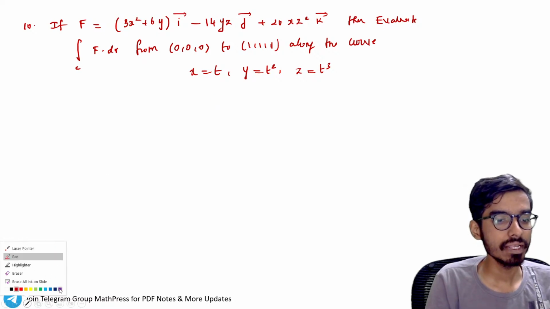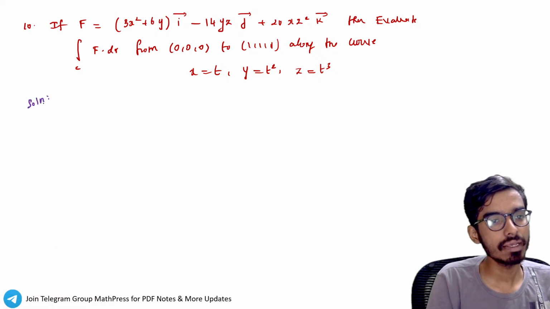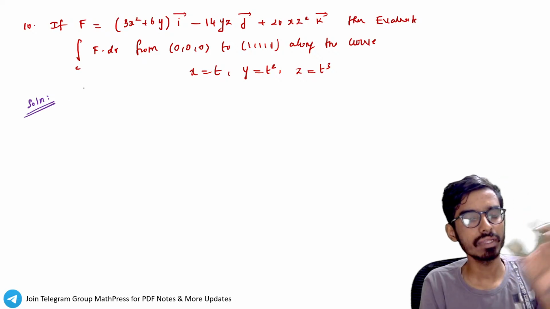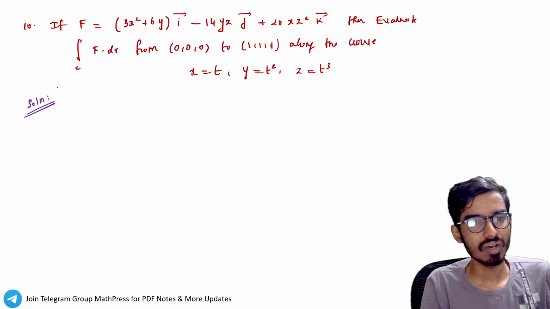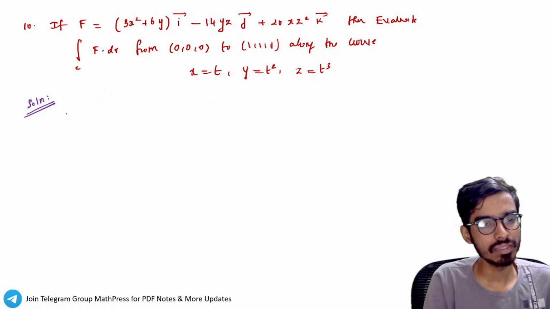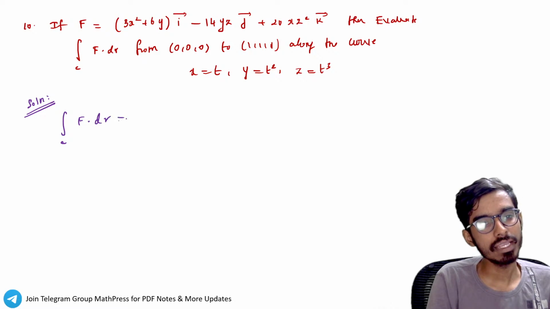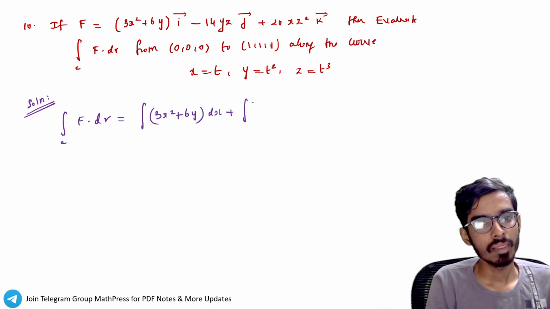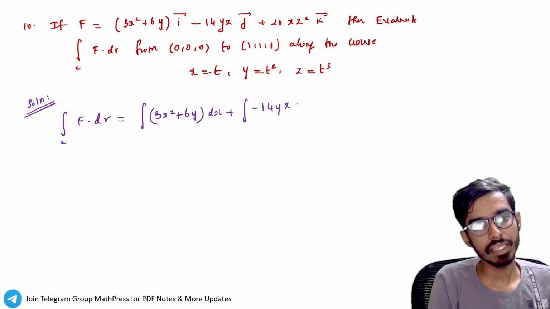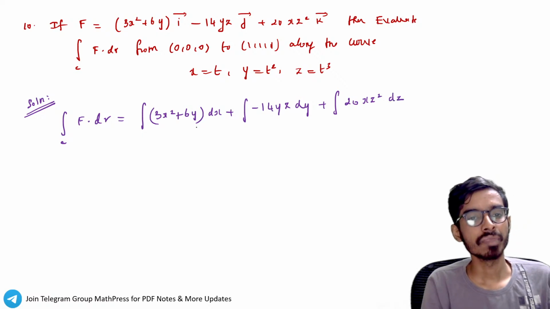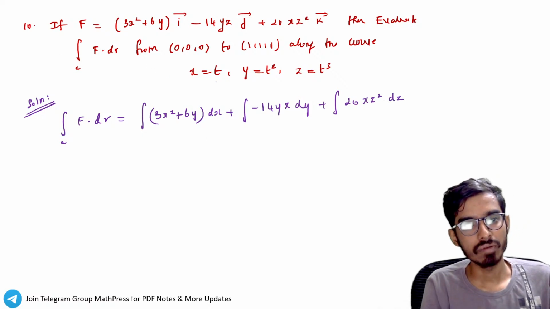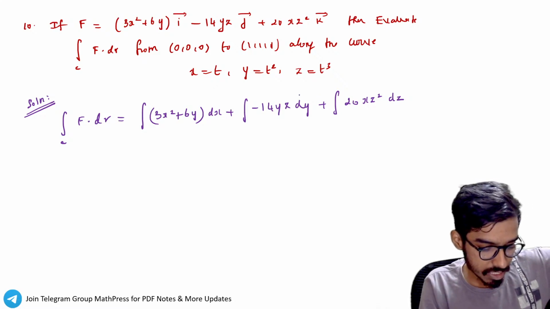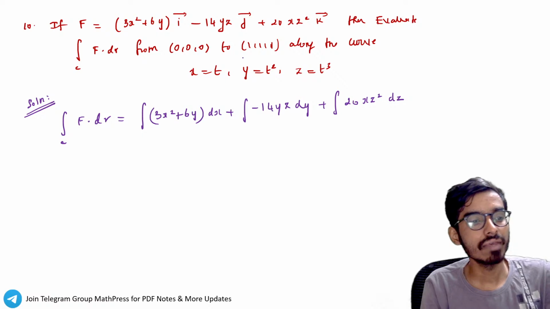So they have given the parametric equation of the curve, so you can use the parametric integral formula. That is, I have given the formula for line integral when it is in parametric form, right? Or else you can also do with this itself, right? What is integration of F dot dr? This is integration of (3x² + 6y) dx plus integration of minus 14yz dy plus 20xz² dz, right? So we will convert everything in terms of t, and you can see t varies from 0 to 1, because all are varying from 0 to 1.